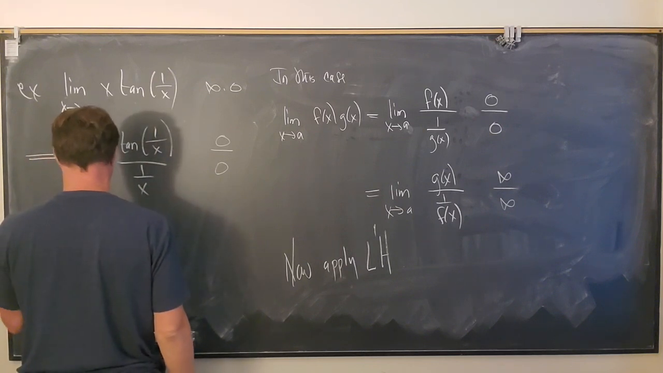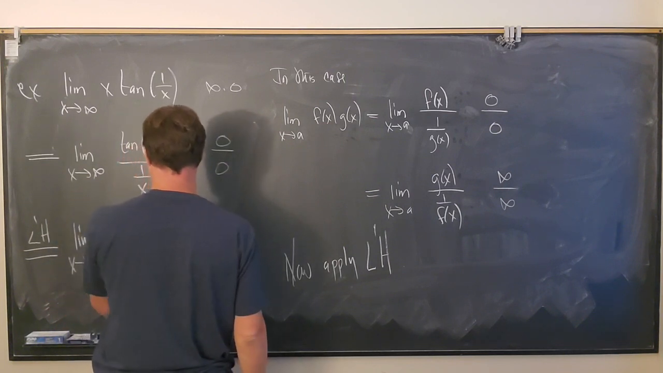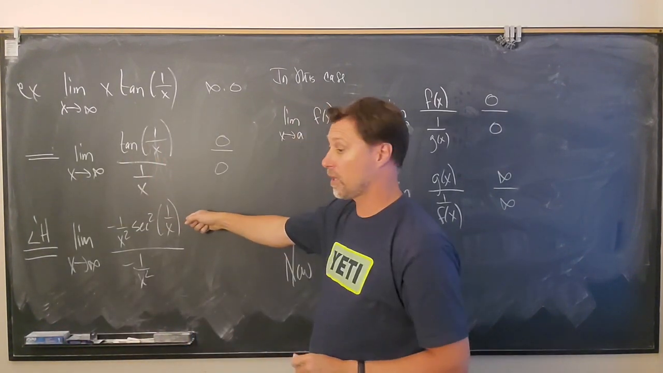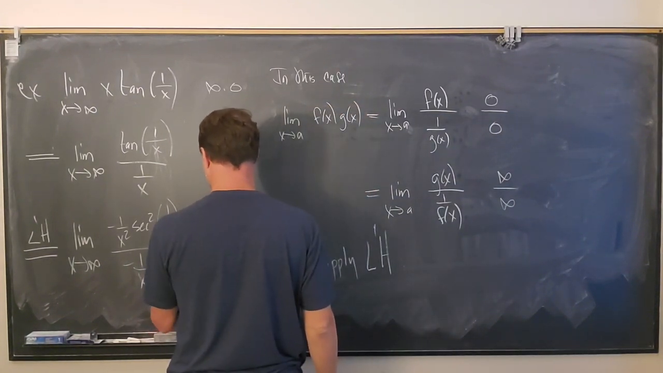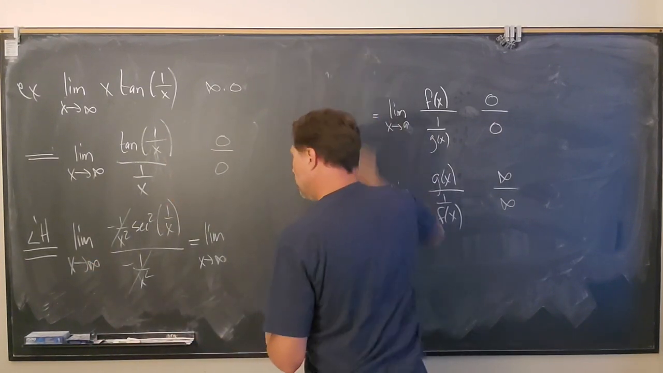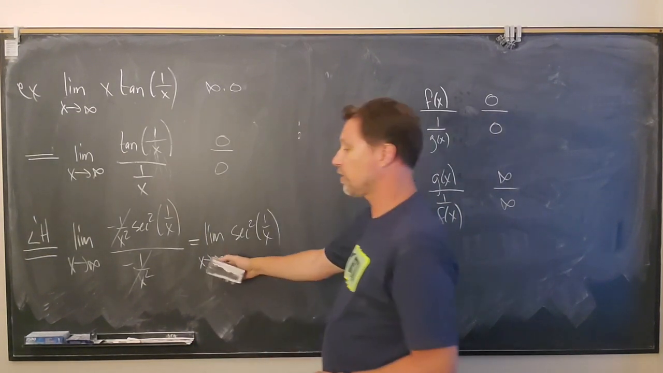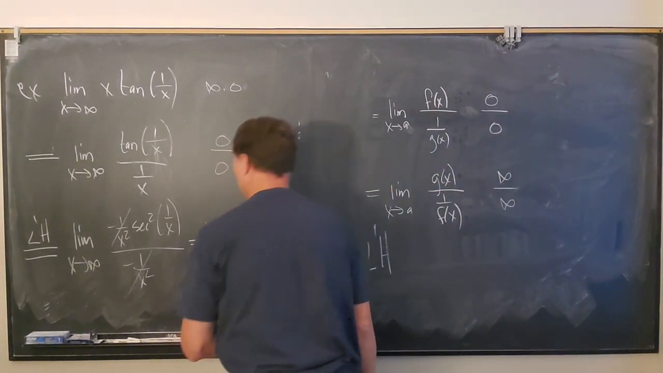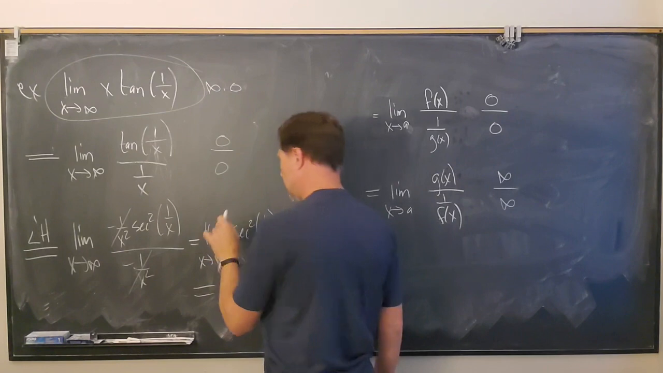And we get the limit as x goes to infinity of negative 1 over x squared times secant squared of 1 over x, divided by negative 1 over x squared. I just took the derivative of the top, and there it is, the derivative of the bottom. Now when we simplify, the negative 1 over x squareds cancel, and what we have is secant squared of 1 over x. As x goes to infinity, the inside is approaching 0. Secant squared of 0 is equal to 1. So what we just showed is that this limit is equal to 1.